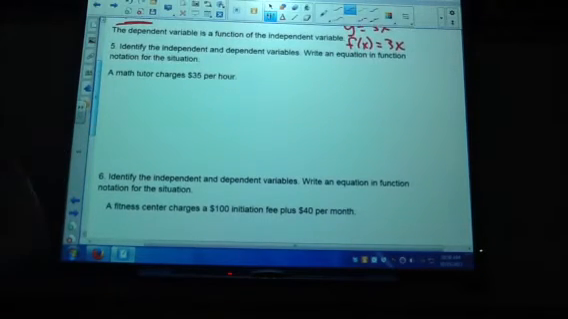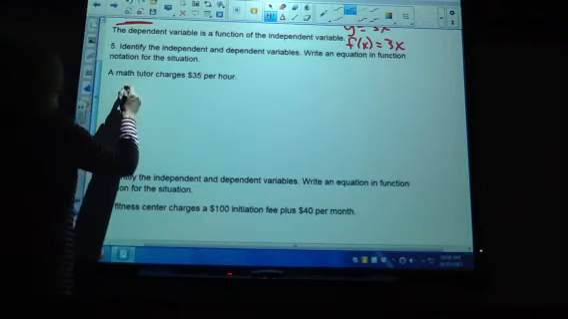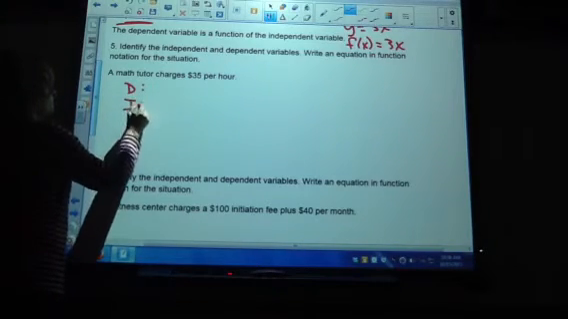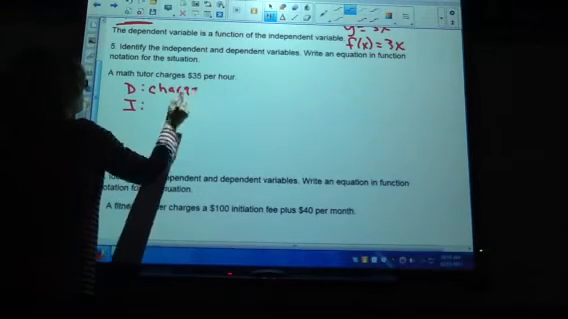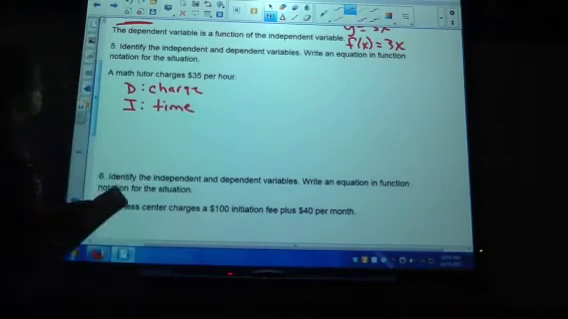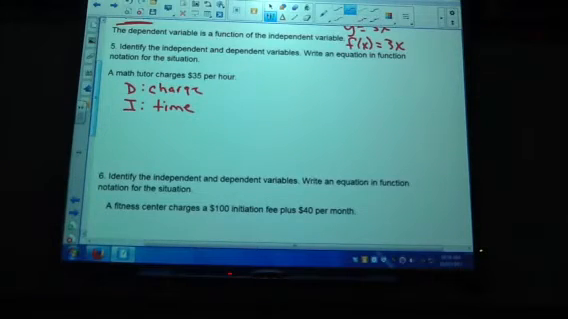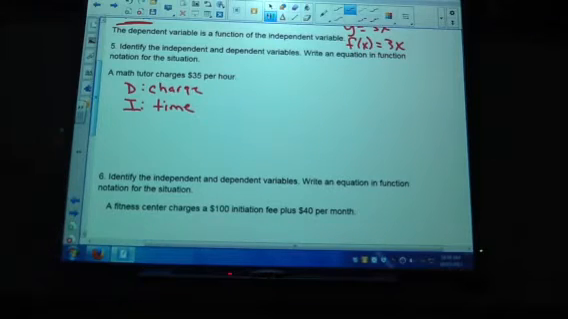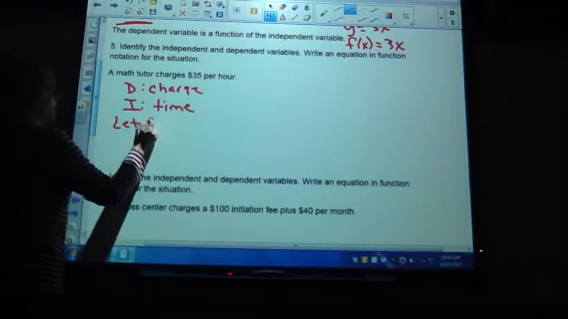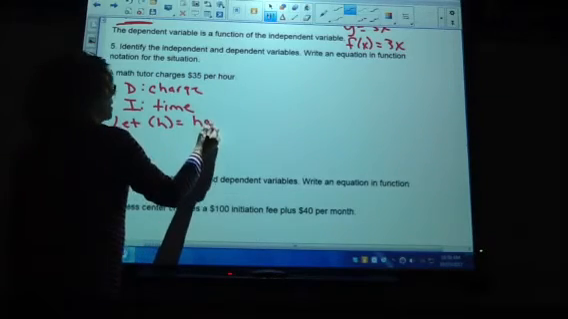All right, so identify the independent and dependent variables, write an equation and function notation for the situation. A math tutor charges $35 per hour. Okay, so the charge depends on the time. So charge is going to be our dependent, time is going to be our independent, okay? And let's define our variables. So let's let H represent hours.